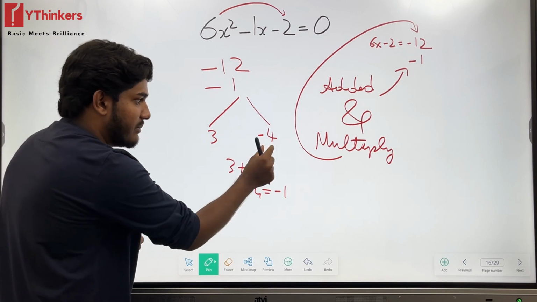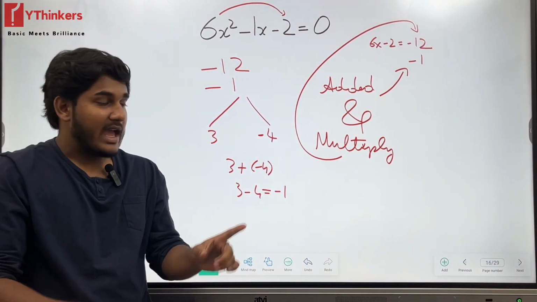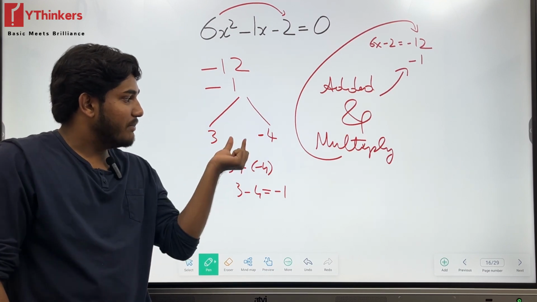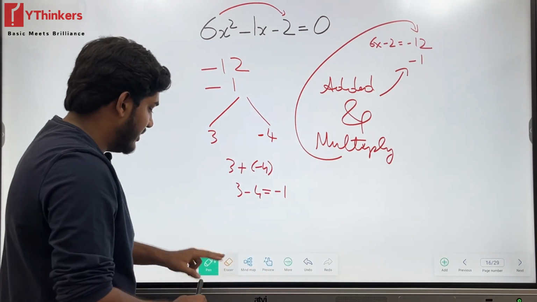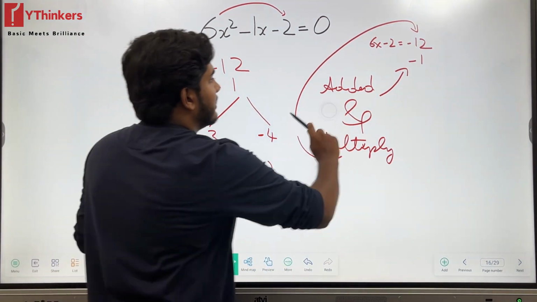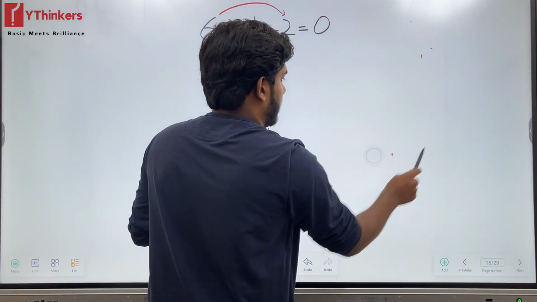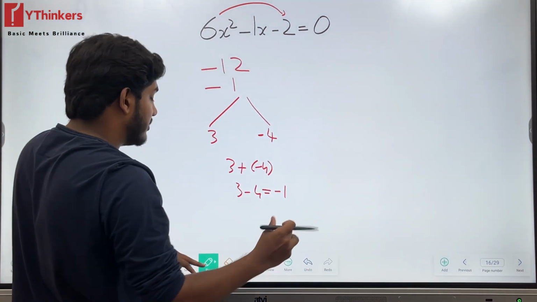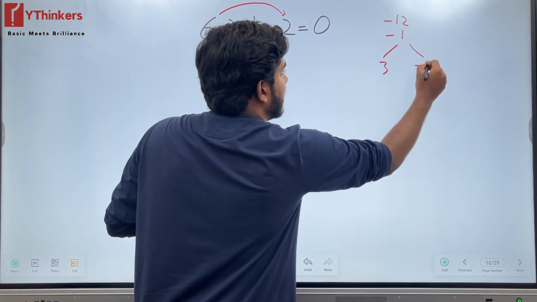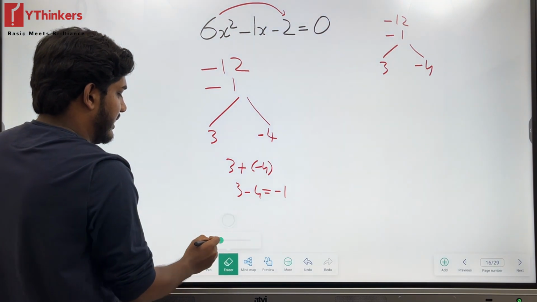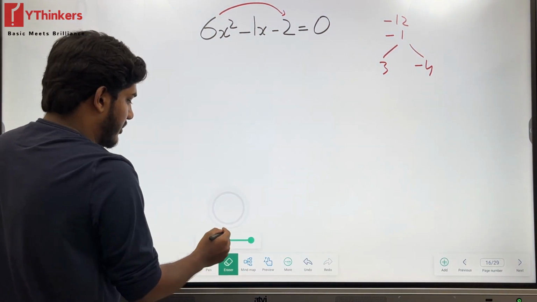I found out two numbers which, when multiplied, gave me -12. And when I add these two, 3 plus -4 is nothing but -1. I've got two numbers, correct? So what I'll do, I will erase this first. Okay, and what are those two numbers I got? 3 and -4.